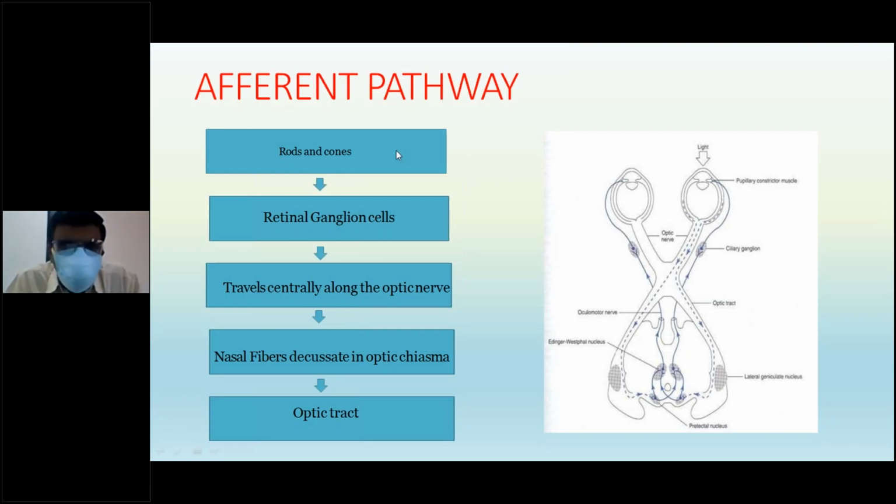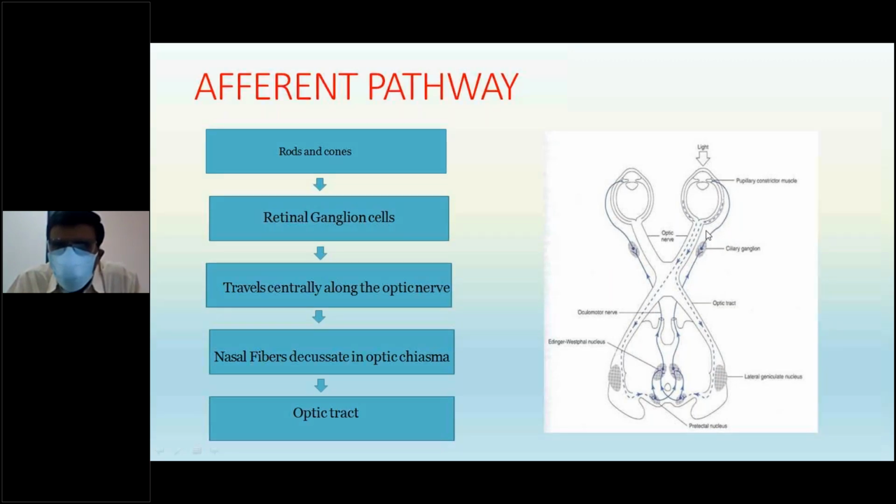So this is the afferent pathway. Retina: rods and cones are present in the retina. Through the rods and cones, light enters the retinal ganglion cells. From the ganglion cells originate the axons of the optic nerve. So it travels along the optic nerve. The nasal fibers decussate. The nasal fibers of the retina decussate at the optic chiasma and reach the optic tract of the opposite side.